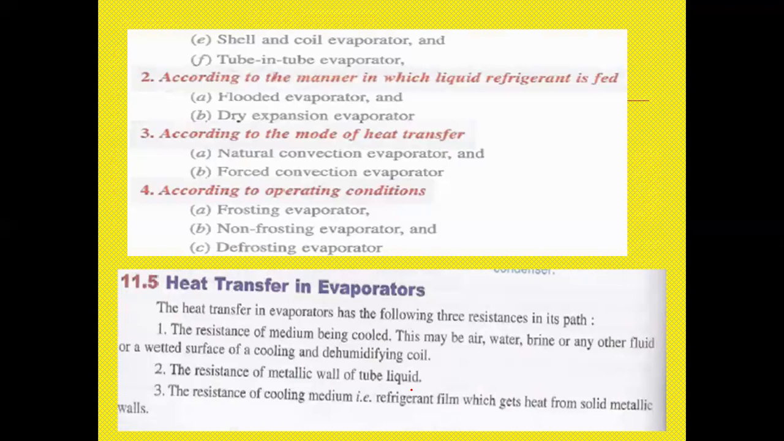What is the next one? The resistance of the metallic wall of the tube. Third one is the resistance of the cooling medium, that is, the refrigerant film, which gets heat from the solid metallic walls. Got it? The resistance of the cooling medium which gets heat from the solid metal. So these are the three main resistances to heat transfer in the evaporating system.